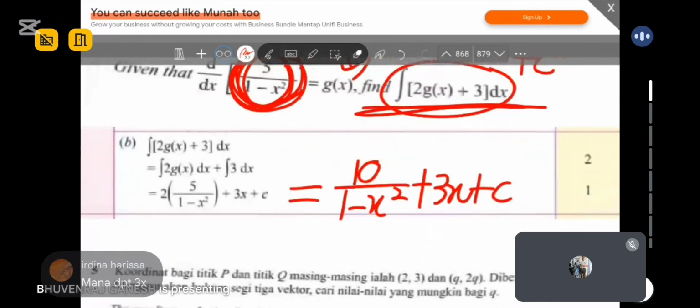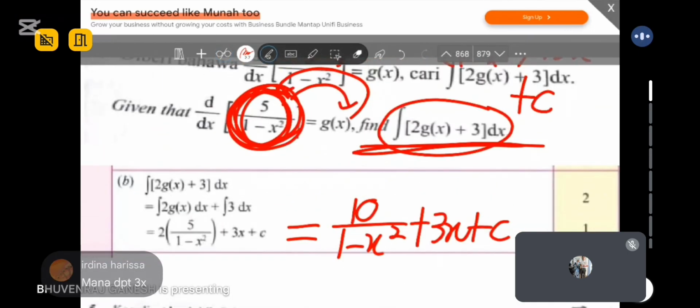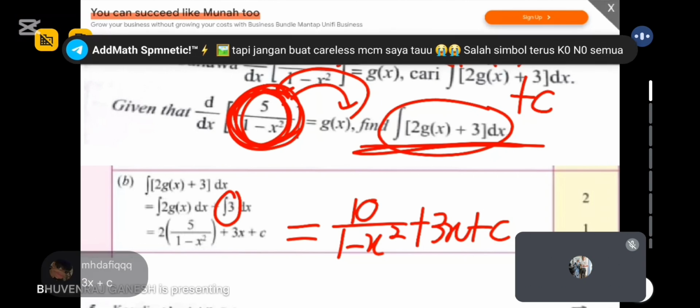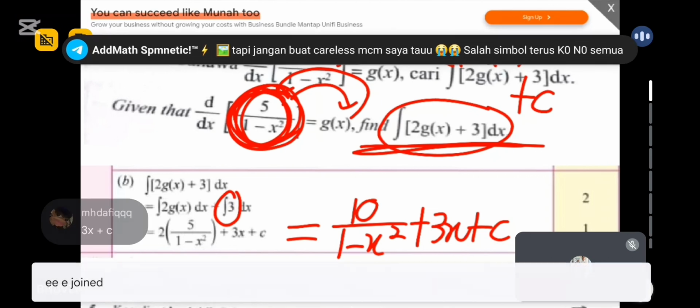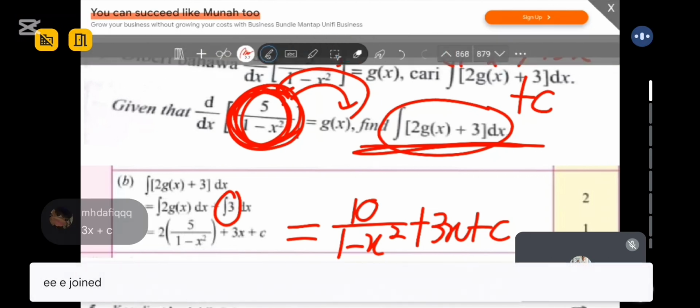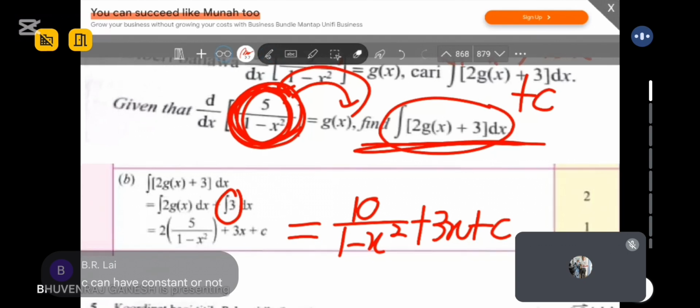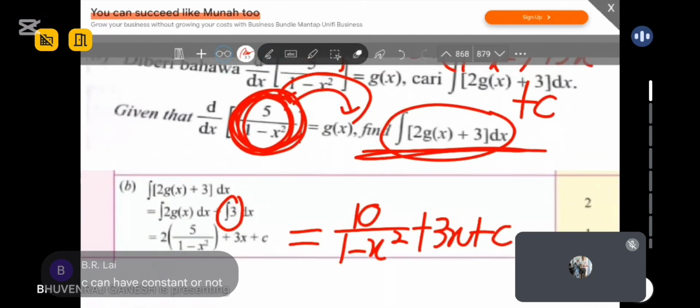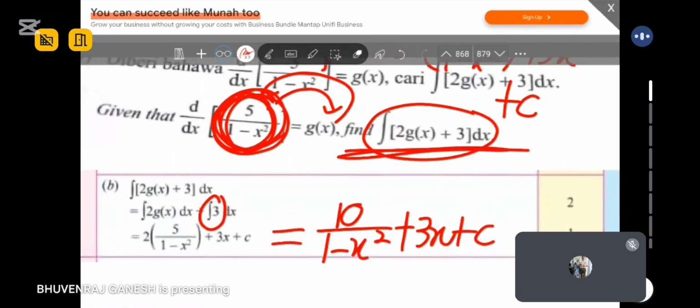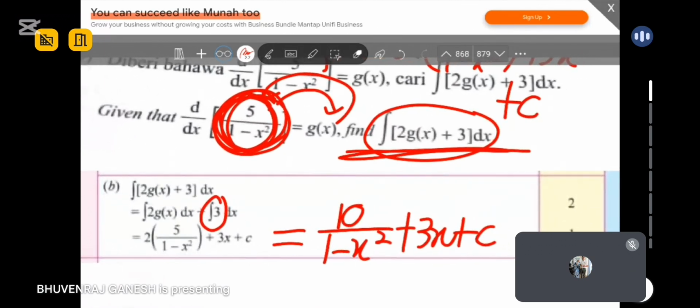Okay. 3x. Guys, kamikan 3, kamu dapat apa? Basic pengamilan, guys. When you integrate 3, what you get? 3x. Am I right? Yes. 3x tambah C. Okay? So, this is your answer. C can have constant or not? Yes? C is a constant, guys. C adalah pemala. So, C can equal to 8. C can equal to 7. C can be 4. Kita tak tahu. We don't know.